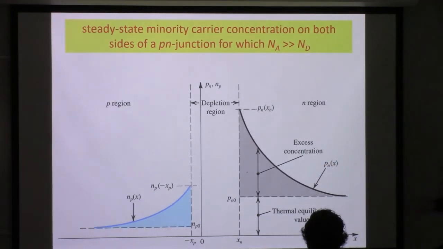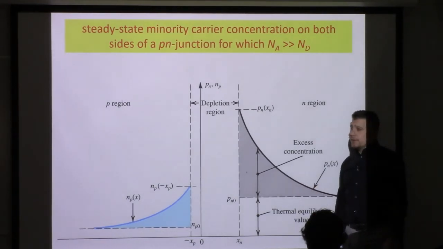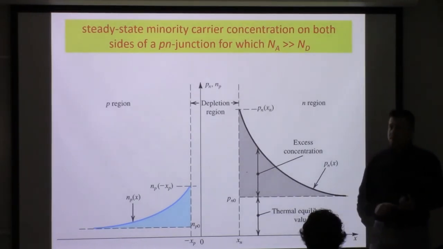So really all we have to do in order to determine what the diffusion current is, is take the derivative of these concentration gradients, multiply by the diffusion constant and by the charge of an electron.